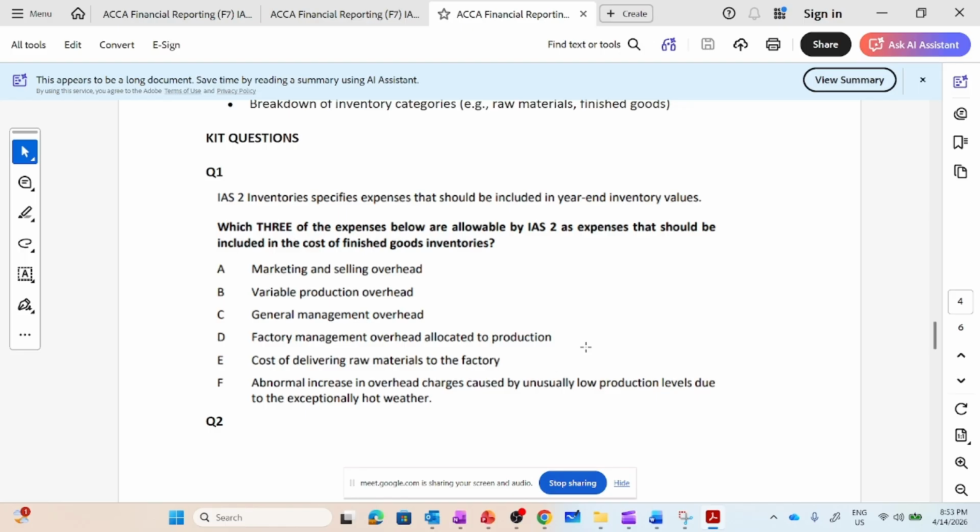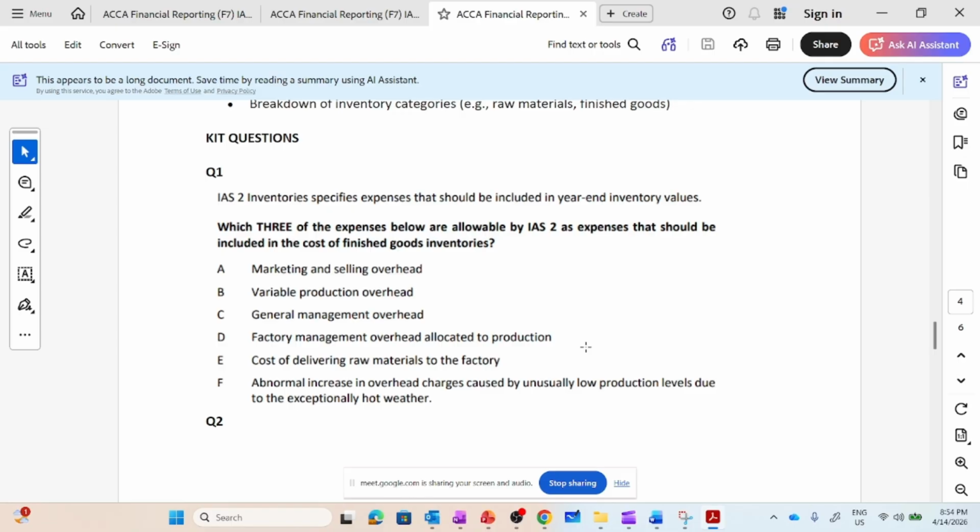Inventory is not difficult. So question one, IAS 2 inventory specifies expenses that should be included in the year-end inventory values. Which three of the expenses below are allowable by IAS 2 as expenses that should be included in the cost of finished goods inventory? Which three of these expenses should be included?